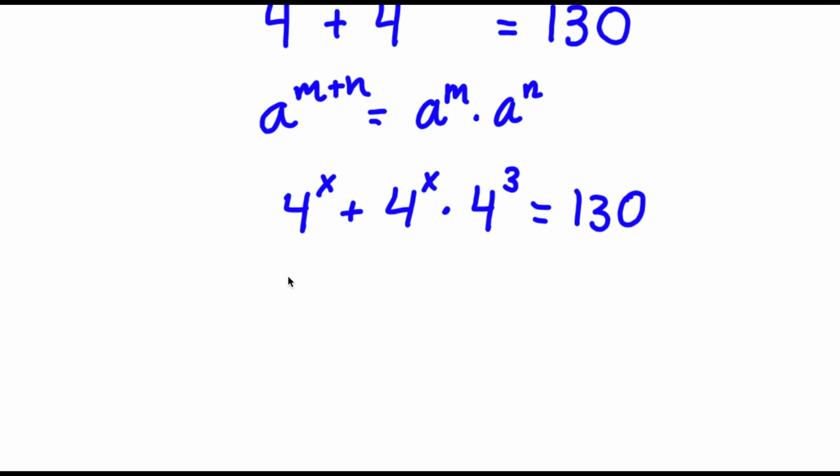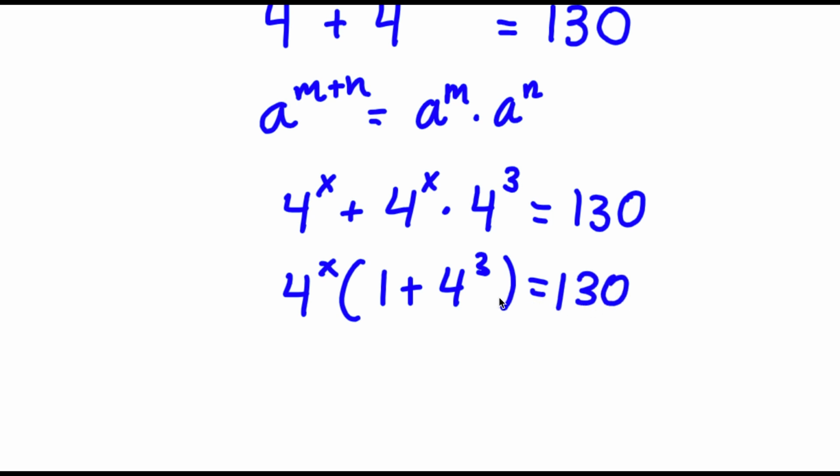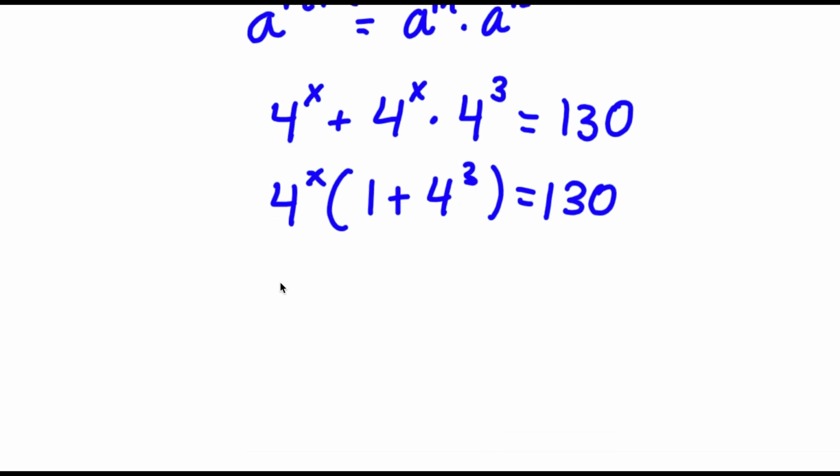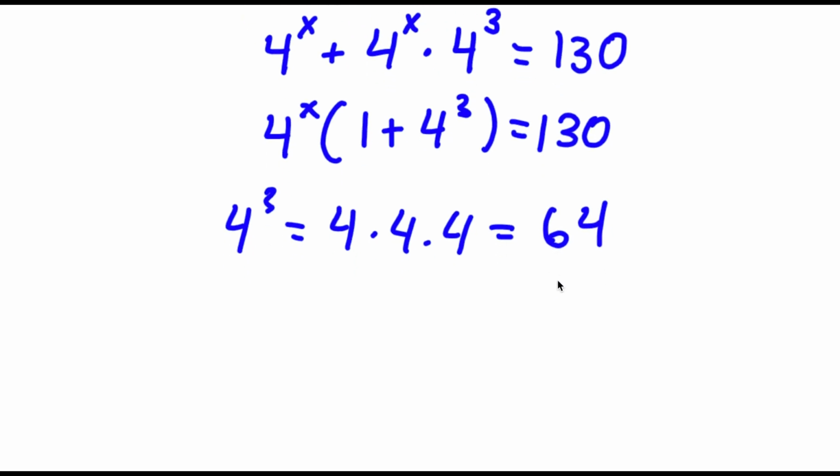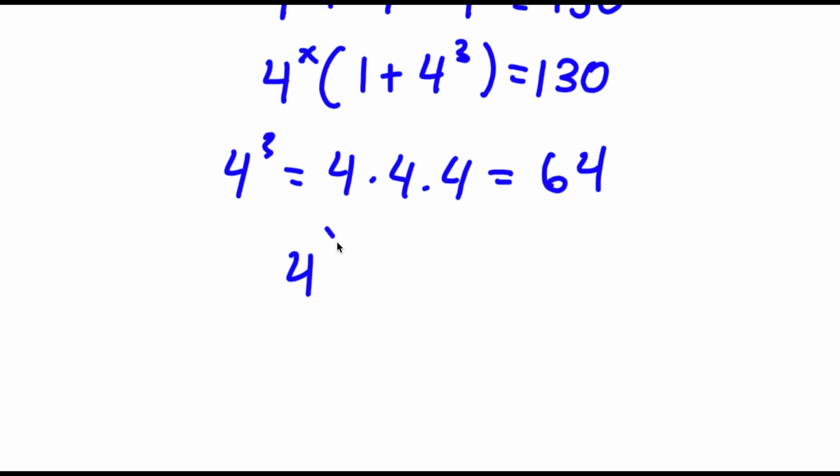Now I'm going to factor out 4 to the power of x, so I get 4 to the power of x times 1 plus 4 to the power of 3 is equal to 130. Now 4 to the power of 3, this is equal to 4 times 4 times 4, which is equal to 4 times 4 is 16, 16 times 4 is 64. So now I have 4 to the power of x times 1 plus 64 is equal to 130.